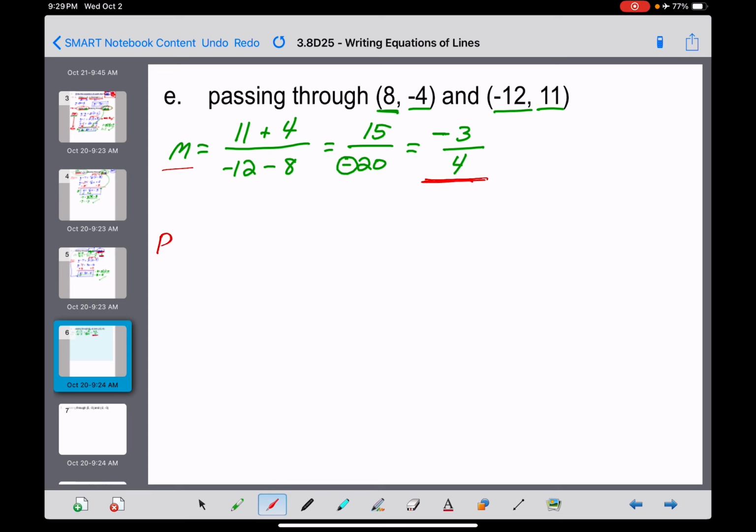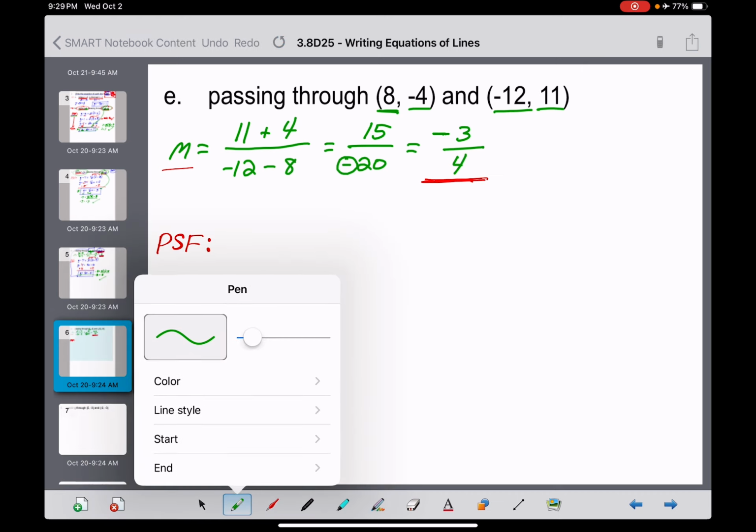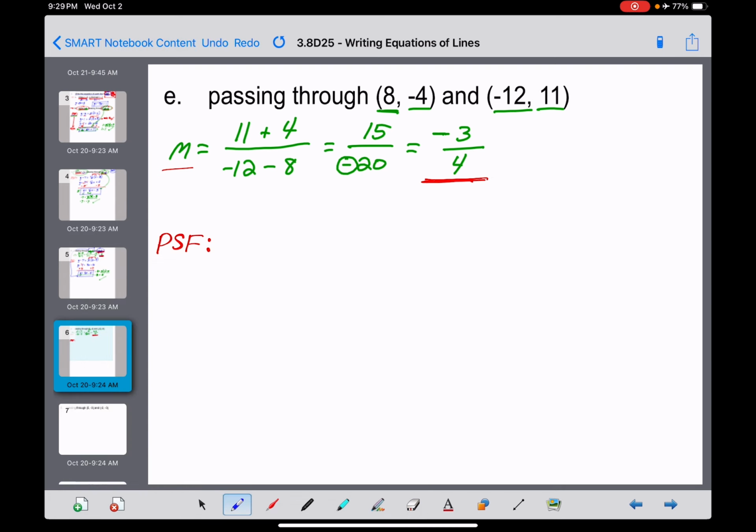So we are going to go to point slope form. Now, just like last time, you have 2 points right now. You only need one. So pick one of them. Either one will work. I'm going to start with this one right here, and I'm going to go to point-slope form. Y minus your y coordinate of -4, so that means +4, equals your slope of -3/4 times, in parentheses, x minus your x value, your x coordinate, which is 8.